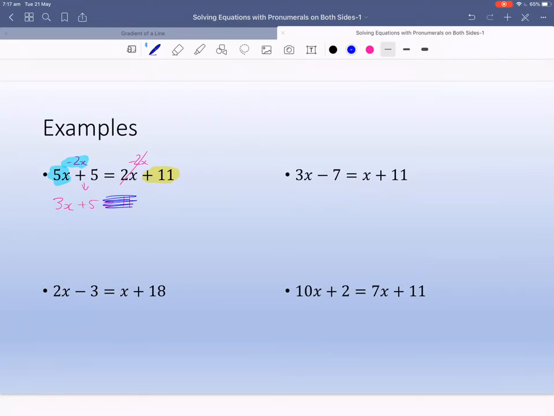I'm blanking this one out because I want to look at the other side, and I ask what's furthest away from the x on the same side? If you said plus 5, you'd be 100% correct. So I go minus 5, which is the opposite. And now I have to go minus 5 on this side. So I'm left with just the 3x on this side. So 3x equals, and 11 minus 5, that's 6. Now I'm going to undo the times 3 by dividing by 3. Therefore, x equals 2.